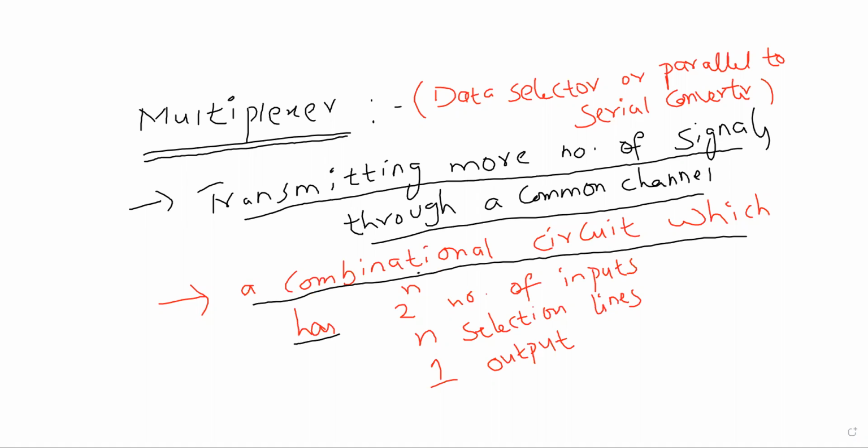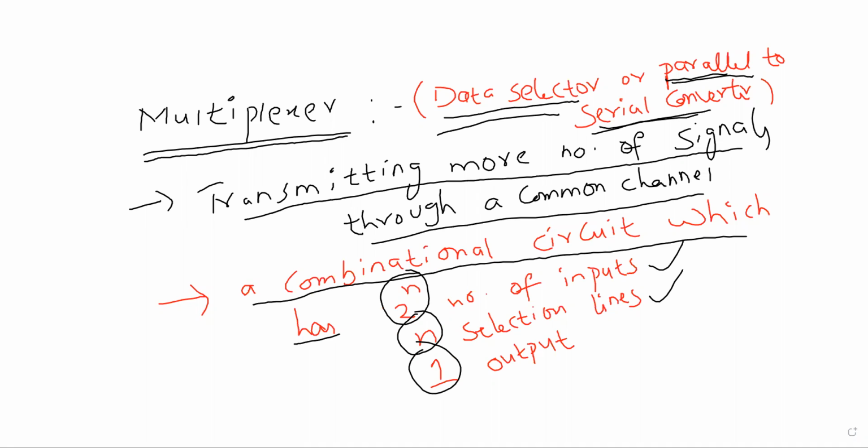it is a combinational circuit which has 2 power n number of inputs, n selection lines, and one output. Now the multiplexer can also be called a data selector, or a parallel to serial converter.